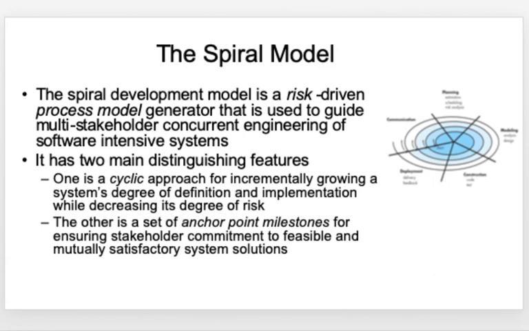One is the cyclic approach it adopts for incrementally growing the system, and as it incrementally grows the system, it decreases the degree of risk. The second key feature of the spiral model is that it has a set of anchor point milestones that ensure stakeholder commitment to mutually satisfactory solutions. These two key distinguishing features make the spiral model more interesting.